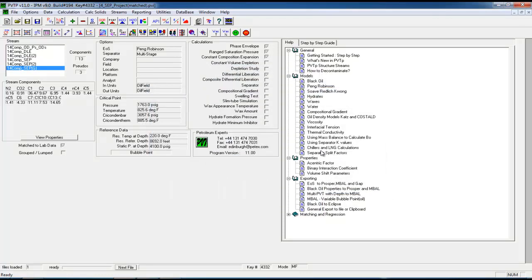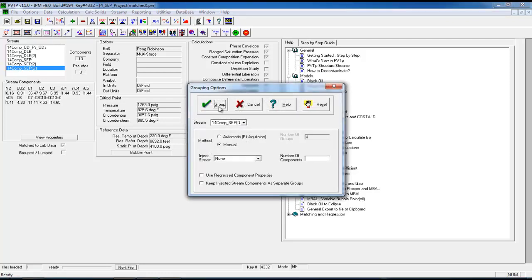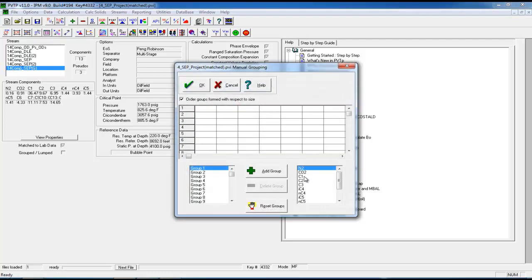Now I will copy this composition. I copy this model and I call it group. And now I will group different components together and I will compare that with the model without grouping, because we are asked to keep the results. So let's do this here. Grouping, manual. Okay, I will group N2 with C1, CO2 with C2.